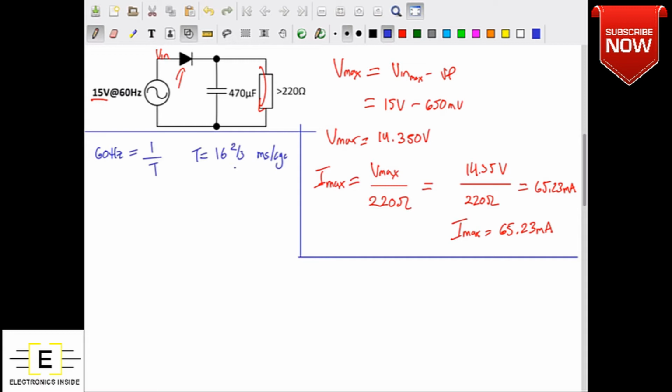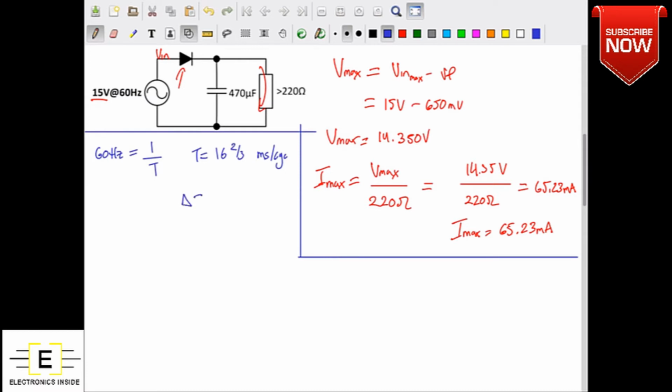So in our approximation, we're going to say that the capacitor's discharge time is approximately equal to 16 2/3 milliseconds. In reality, it'll actually be discharging for a little bit less time, but that just makes our estimate a little bit safer. So that's acceptable for our approximation. All right, so we figured out the time.